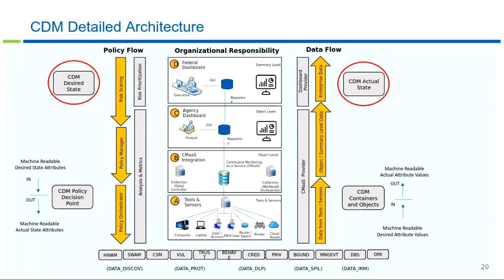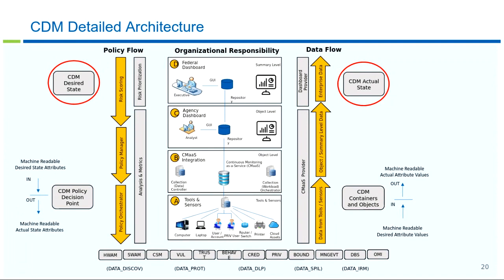So we start with, on the left-hand side, the policy flows. The policies are basically trying to get at the CDM desired state. The CDM desired state is described in policy. So we push the policy down from the federal dashboard level through the agency dashboard, through the integration layer to the tools and sensors, which is machine-readable desired state attributes. The desired state is where we want to be.